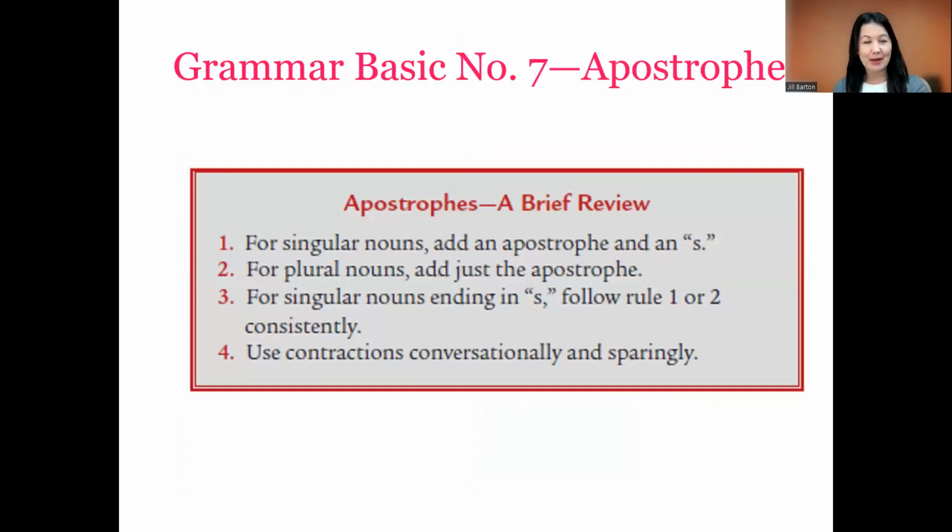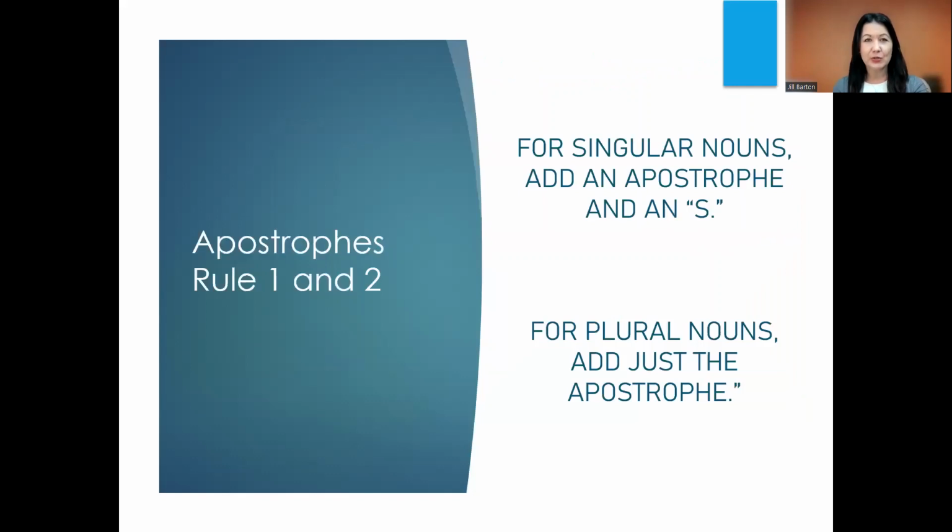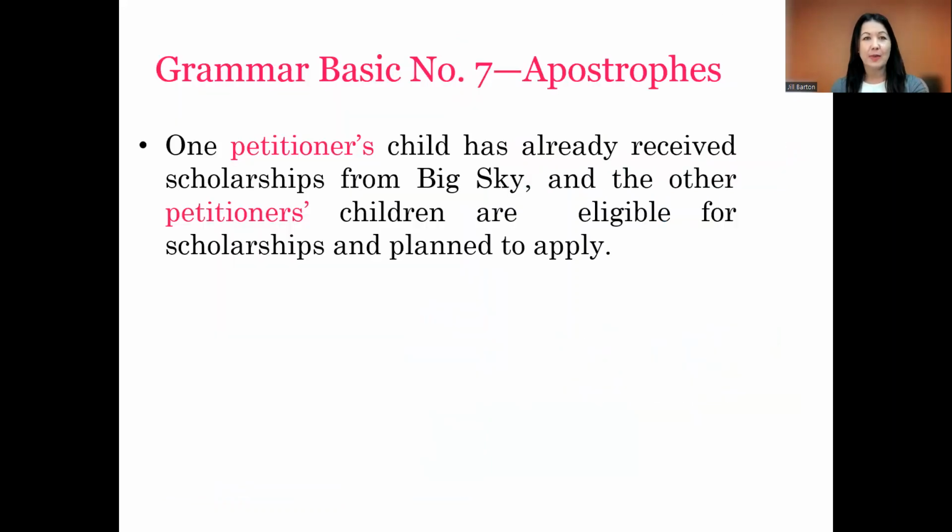In relation to apostrophes, we will discuss 4 rules, and we'll take those first 2 rules together. So for singular nouns, we are going to add an apostrophe plus an S. For plural nouns with an S already on the end, we are going to add just the apostrophe. And here we can see an example sentence from a Supreme Court opinion where we have both.